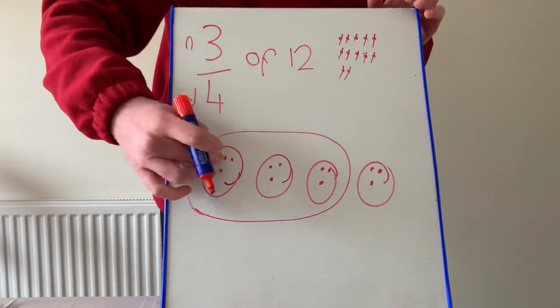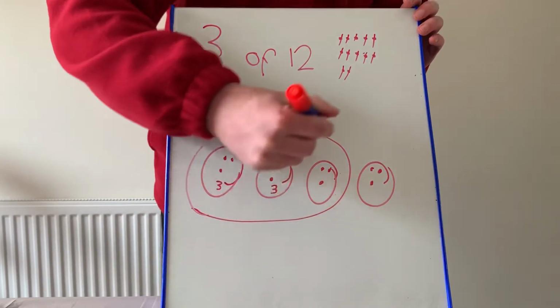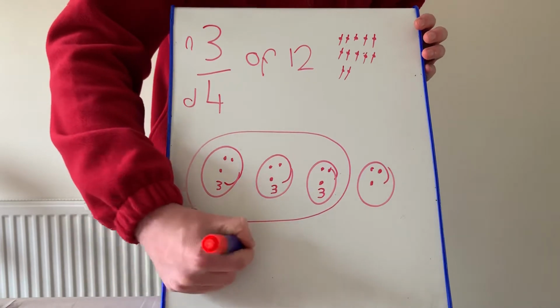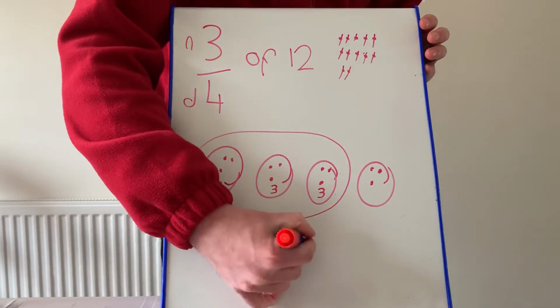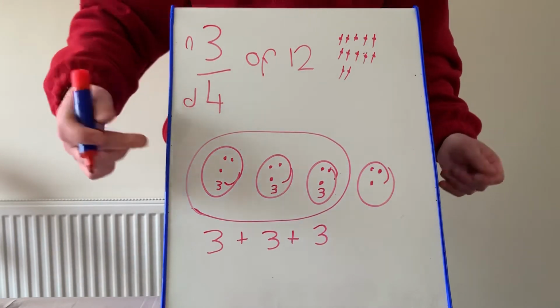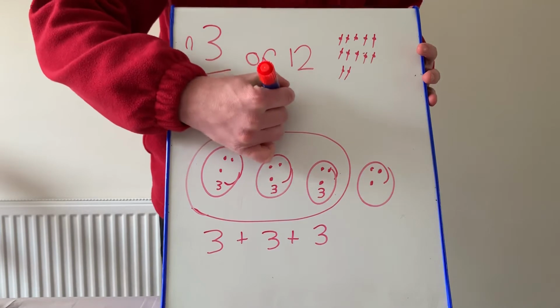And what I'm going to do is count the amount of dots on 3 plates. So I've got 1, 2, 3, 1, 2, 3, 1, 2, 3. So what I'm doing is 3, add 3, add 3. Again, it really helps to know your times tables here. 3 times 3 equals 9.